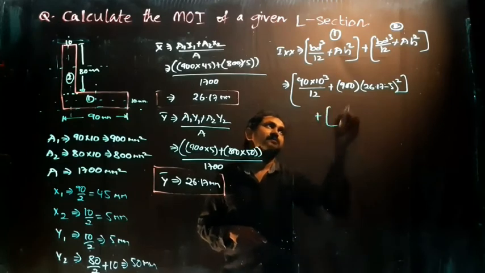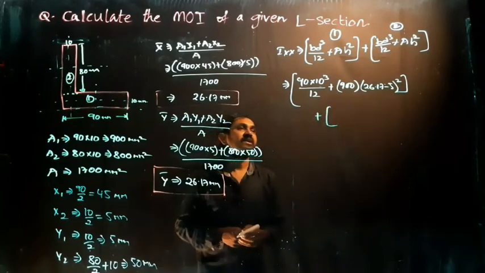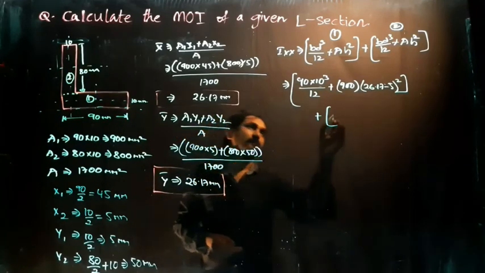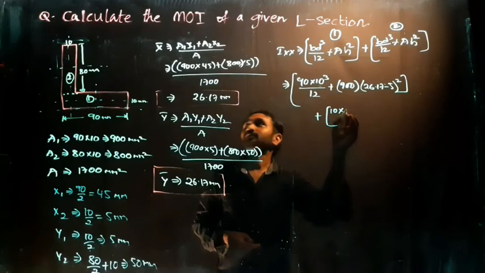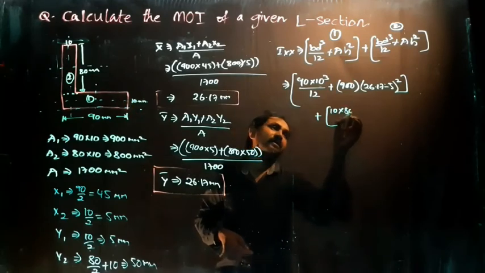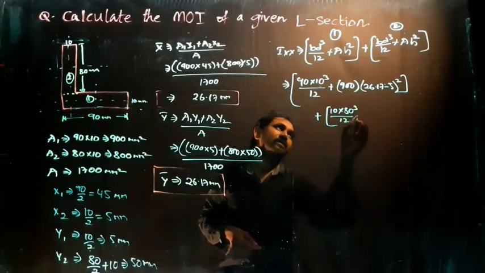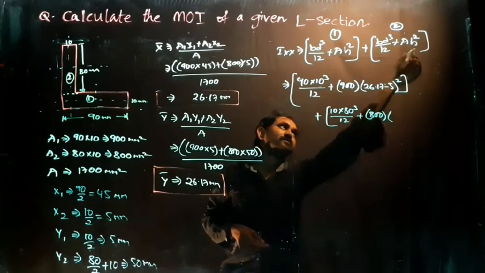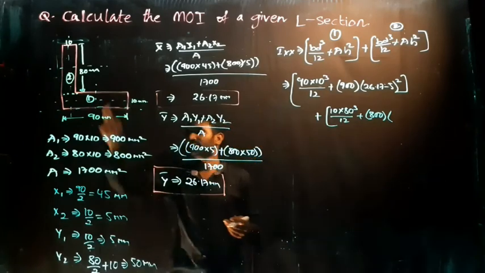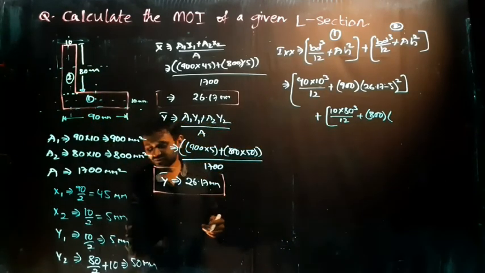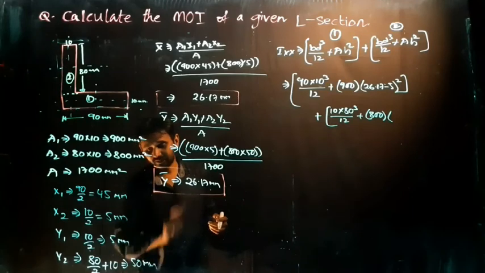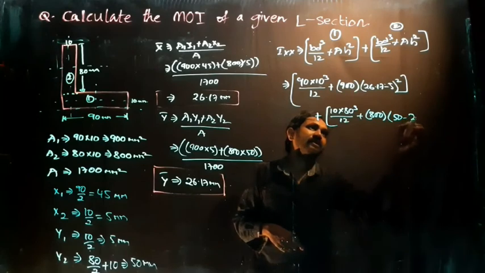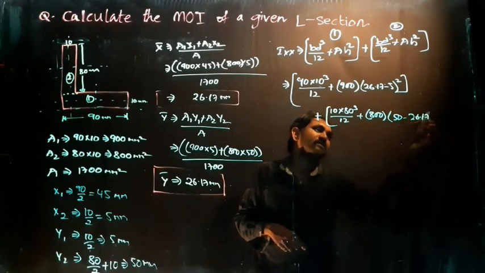Plus BD cube by 12 plus AH square. B in the sense here 10 into 80 cube, depth will be 80 cube by 12 plus area is 800 into h2 for the figure number 2. What is h2? Y bar minus y2. Here y2 is greater than y bar, so I can write like this: 50 minus 26.17 whole square.